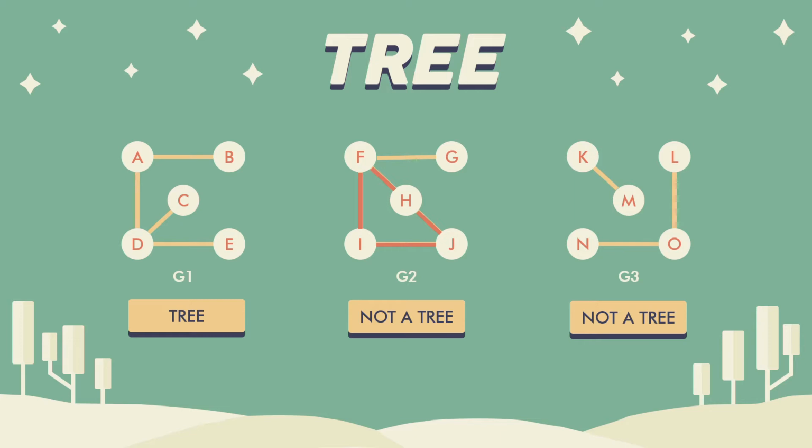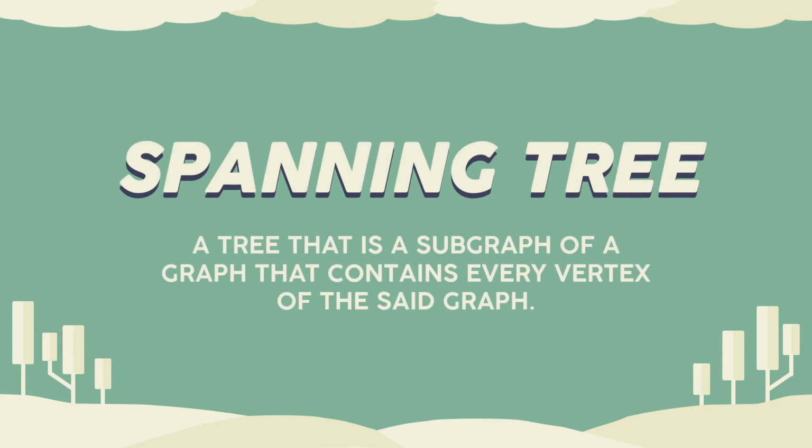Now the word spanning means to cover. Therefore, we can define a spanning tree as a tree that is a subgraph of a graph that contains every vertex of the said graph. Let's explain this further with an example.